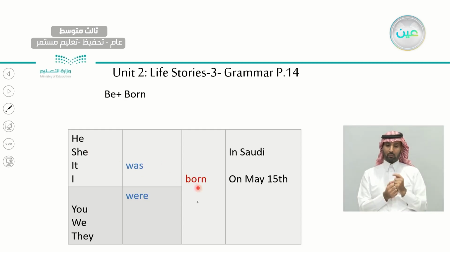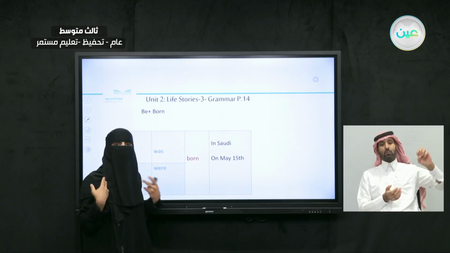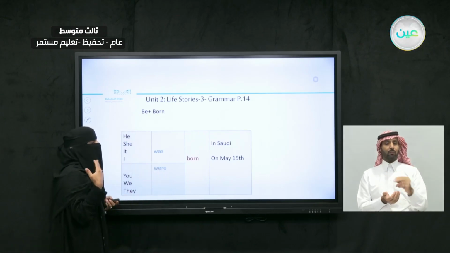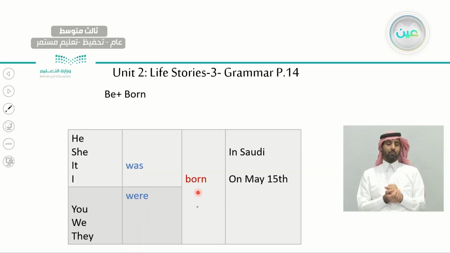She was born on May 15th. He was born in Saudi. So we continue the sentence. Was and were, and we just add born, okay, to talk about our stories, our past events. With be born, we just add either was or were and the verb born. Then we continue the sentence.